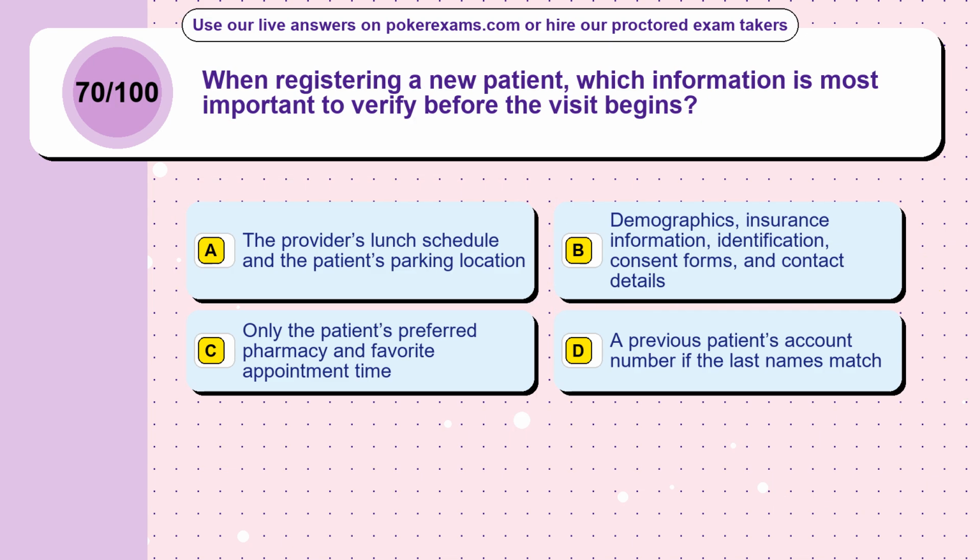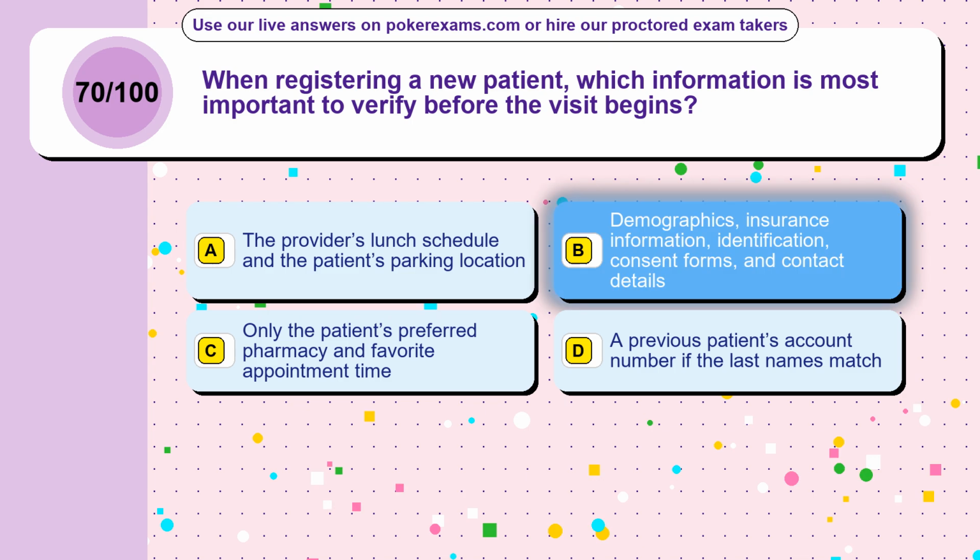Question 70. When registering a new patient, which information is most important to verify before the visit begins? Option A. The provider's lunch schedule and the patient's parking location. Option B. Demographics, insurance information, identification, consent forms, and contact details. Option C. Only the patient's preferred pharmacy and favorite appointment time. Option D. A previous patient's account number if the last names match. The correct answer is option B.